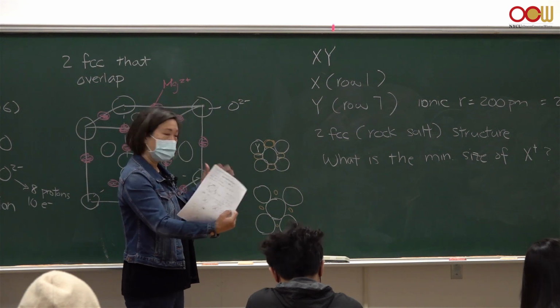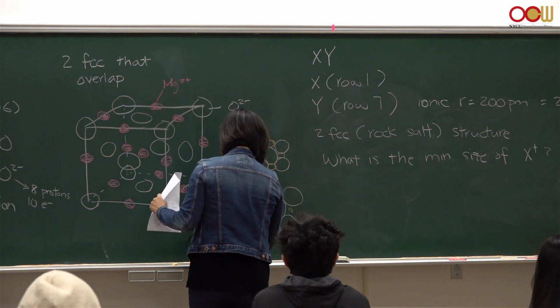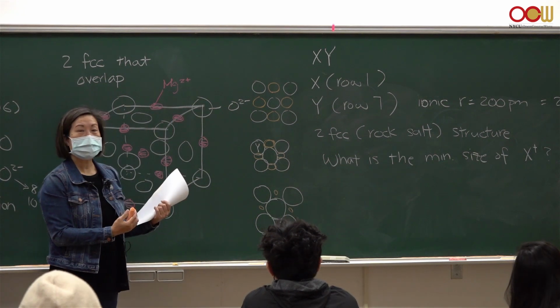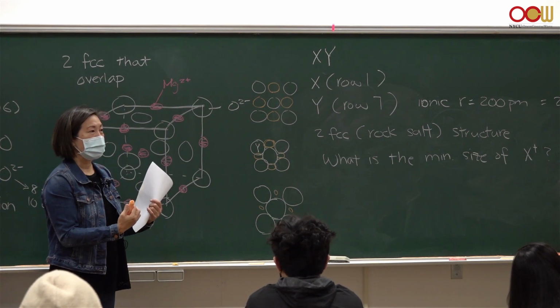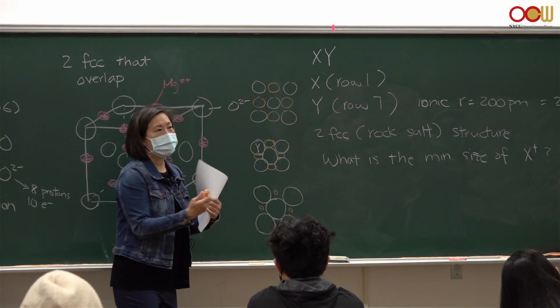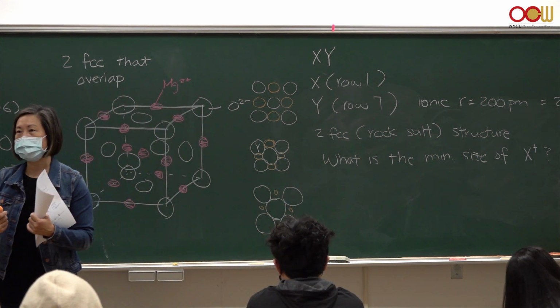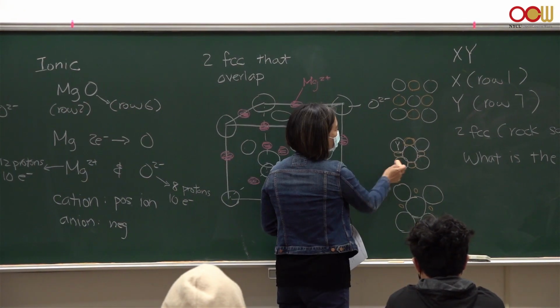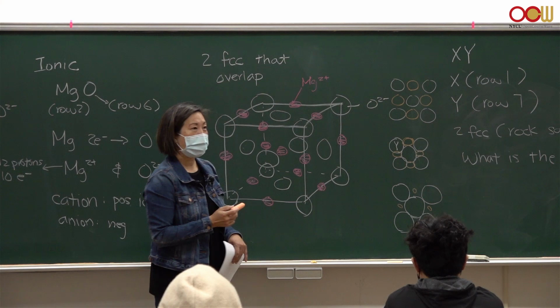It could be bigger. So if you have something like this, that would be fine because the anions and cations are equal distance to each other. But the anions cannot be closer to one another than the cations are to the anions. Okay? So this is our minimum. This tells us our minimum size of X.